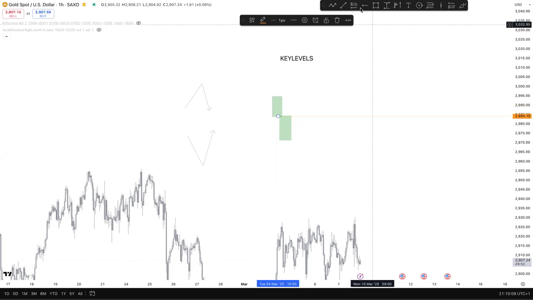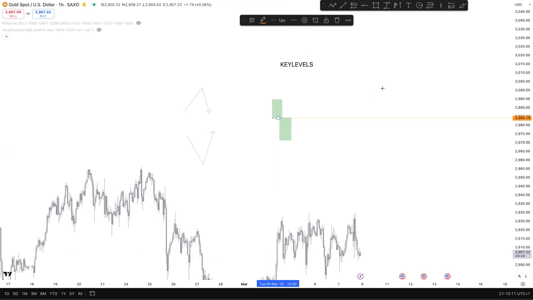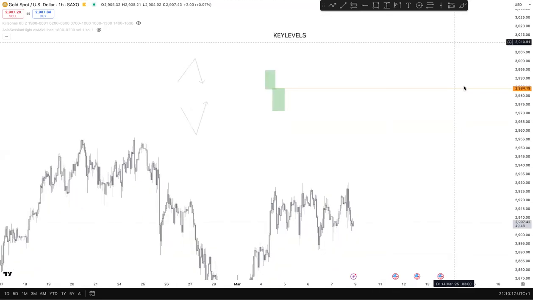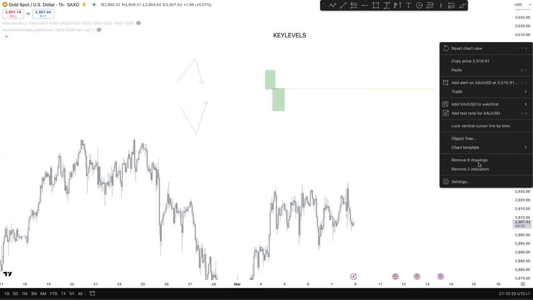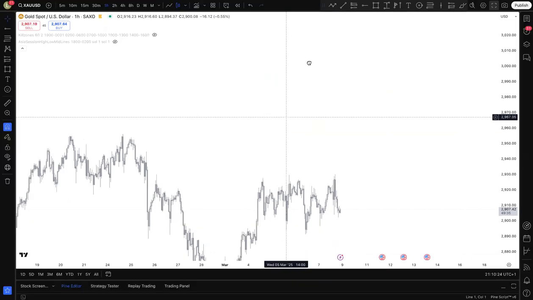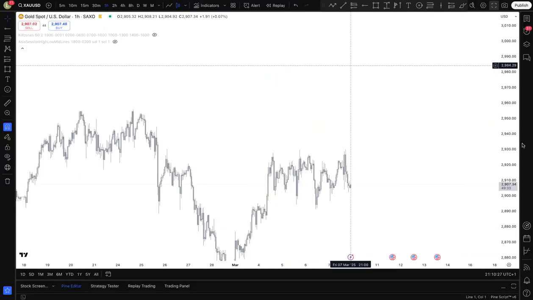So now, how do we interpret this on the chart? From the chart, we use more of the line chart. So going to the line chart, you can see how we get our key levels on it.